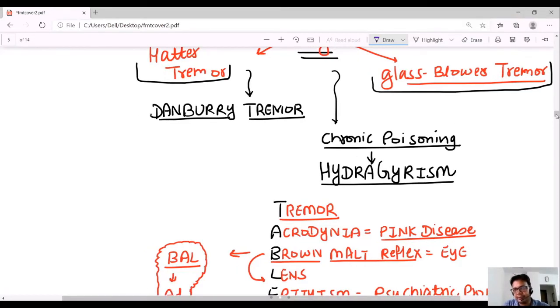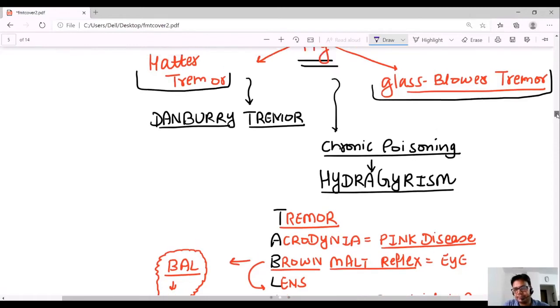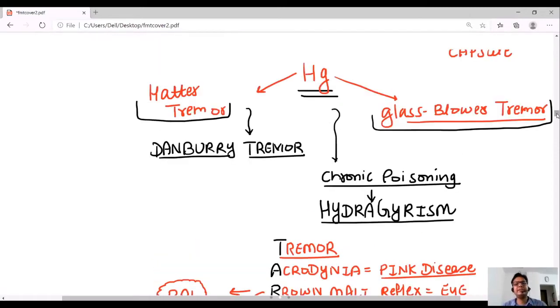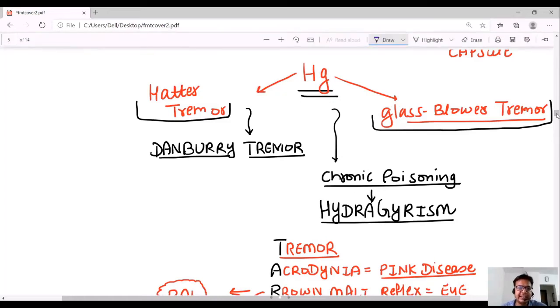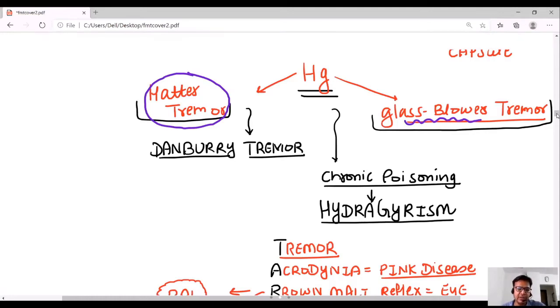So what we are doing, see this one, Hg. We can remember some important things by tricks. H for Hatter's tremor, which mercury causes. G for glass blower's tremor. It is also known as Danbury tremor. Very simple trick.